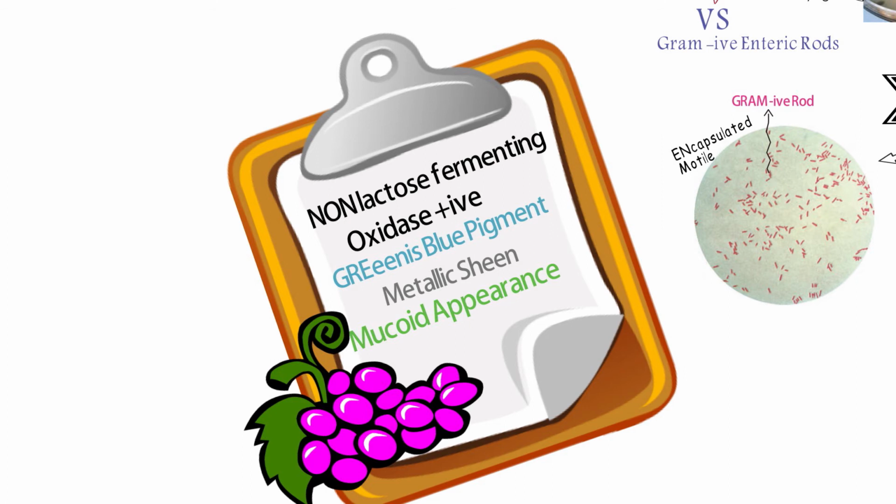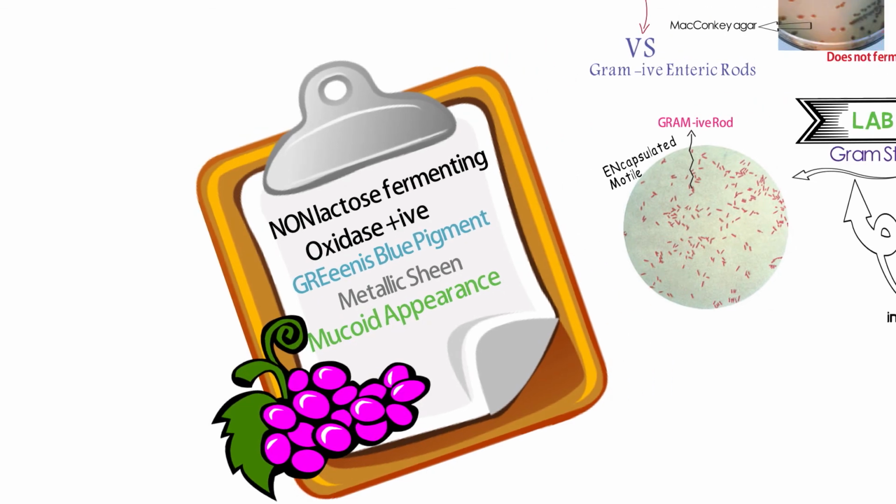while the confirmation of the diagnosis is made with the biochemical tests. Again, Pseudomonas is non-lactose fermenting, it is oxidase positive, it has bluish green pigment, it has metallic sheen, it has mucoid appearance, it has fruity aroma, and these features are sufficient to make a presumptive diagnosis of Pseudomonas. And the confirmation of the diagnosis is made with biochemical tests.